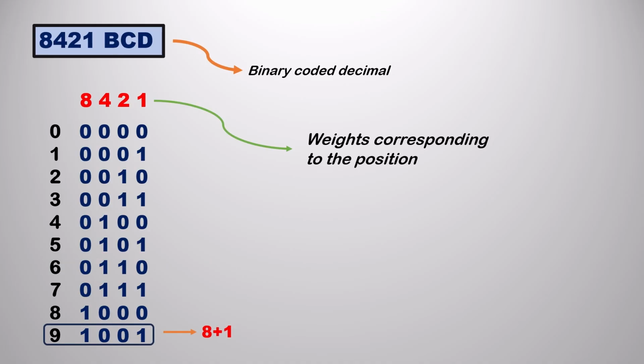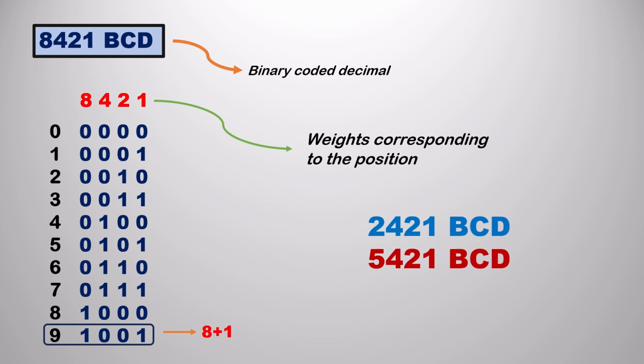And this is one of the famous representations, that is 8421 BCD, binary coded decimal. So if you observe the second example, if you want 9, that is 8 plus 1, that is 9. So this is one of the representations. In addition to those, we have some other representations of BCD. Those are 2421 and 5421 BCD. So let's check out these two as well.